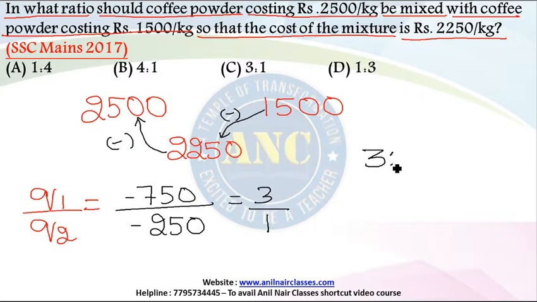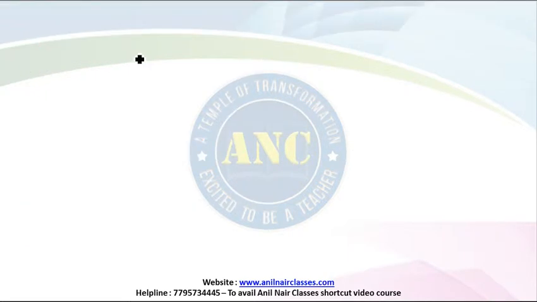You should mix both these parameters in the ratio 3:1, so that the resultant mixture will cost 2250 rupees per kg. This is your original Mains 2017 question. I believe that the idea is very clear with the first two basic questions that we have solved.